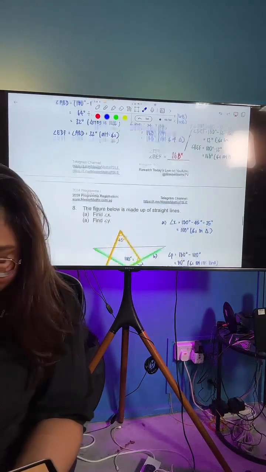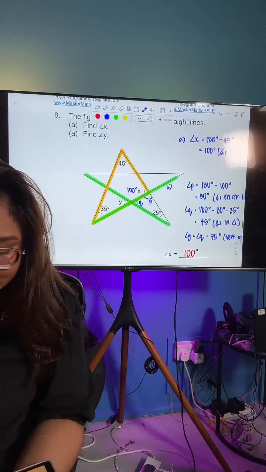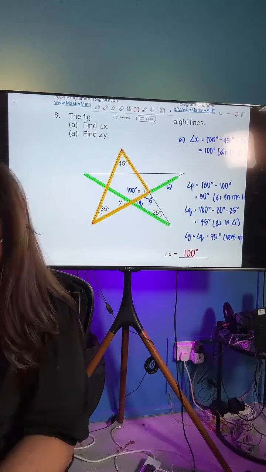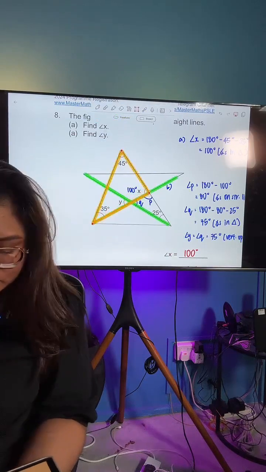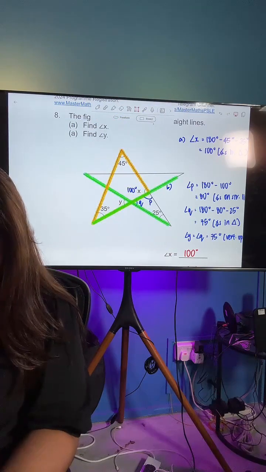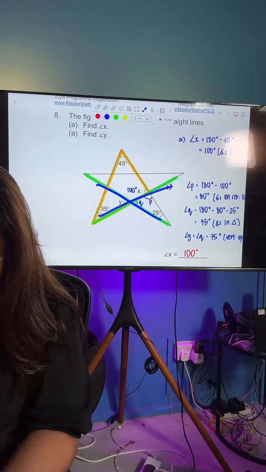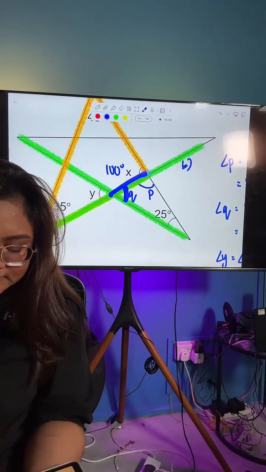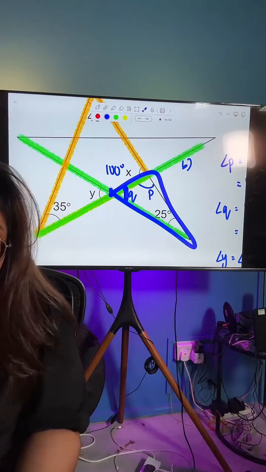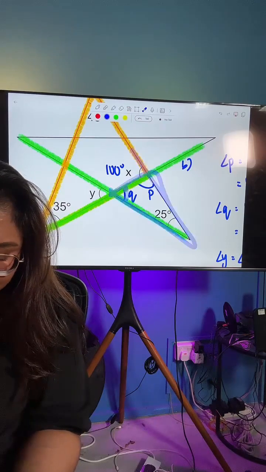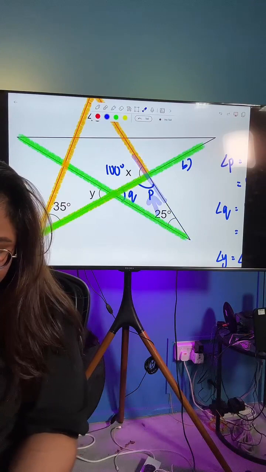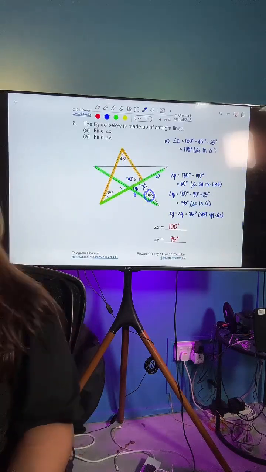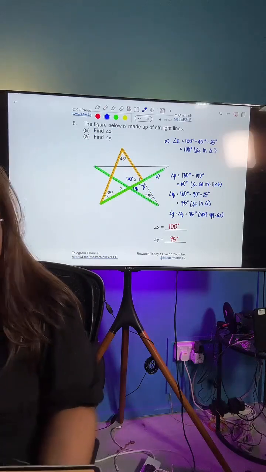Okay? Alright, next one, we want to find angle X and angle Y. So for angle X, we take the triangle here: 180 minus 45 minus 35, the yellow triangle, to give us angle X. And then for angle Y, we just use vertically opposite angle. Focus on this green triangle here, find angle Q, by taking 180 minus 100 to give us P, and then 180 minus P minus 25 to give us Q. That will then be equal to Y because it's vertically opposite angle, 75 degrees, okay?